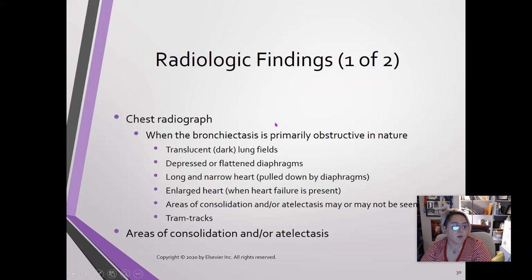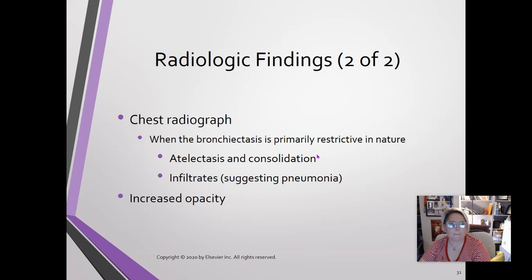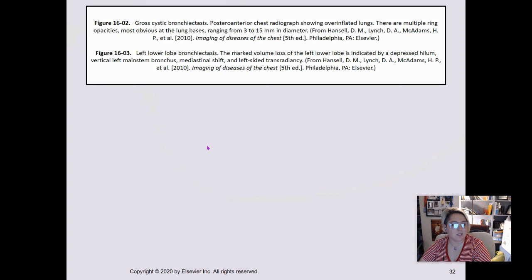X-rays, we're going to have bronchiectasis when it's obstructive: translucent, large lung fields, depressed flattened diaphragm, long and narrow heart pulled down by the diaphragm, enlarged heart when heart failure is present. Areas of consolidation and/or atelectasis may or may not be seen, and tram tracks. When the bronchiectasis is primarily restrictive in nature, you're going to have atelectasis, consolidation, infiltrates, pneumonia, and increased opacities.